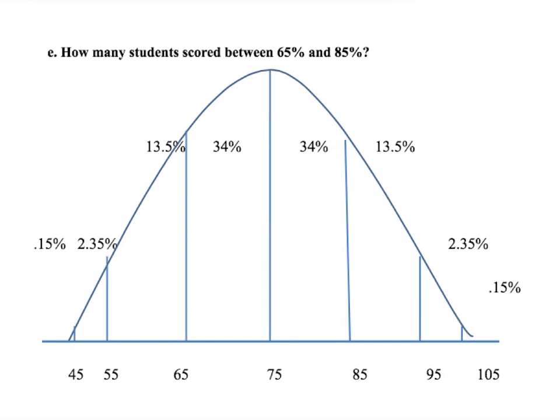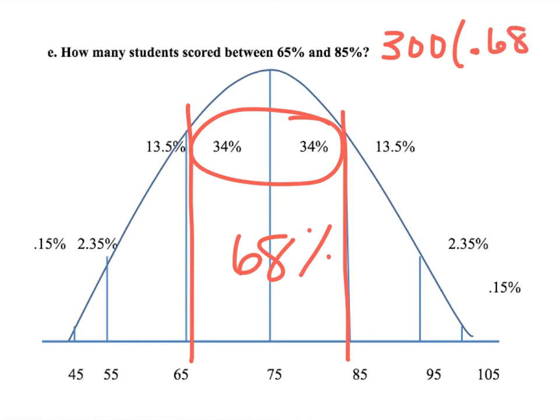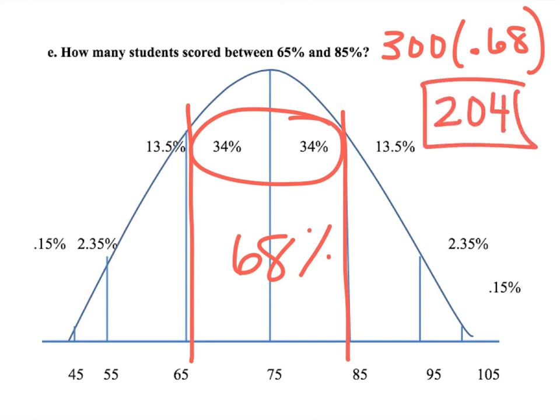Alright, how many students, not the percentage, but how many students scored between a 65 and an 85? We know that together is 68%, but we want to know the number of kids. There were 300 total times 68%, which in a decimal is 0.68. If you put that in your calculator, 300 students total times 68% is 204 kids. 204 kids scored a 65 to an 85 on their test.